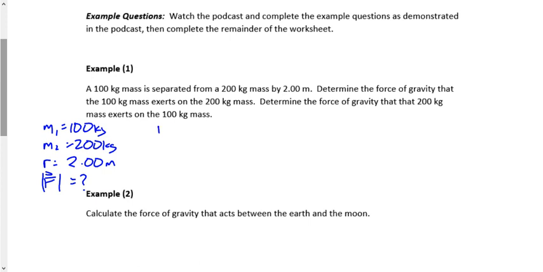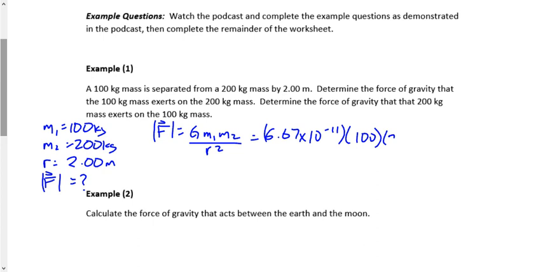Now the equation that we're going to use to solve for this force of gravity is G m1 m2 over r squared. That's going to be 6.67 times 10 to the negative 11 times mass 1, which is 100 kilograms, times mass 2, which is 200 kilograms. By the way, I could have reversed those and made it 200 times 100, which would have given me the exact same answer. R, the distance that separates them, is 2.00 meters. Now we're going to square that.